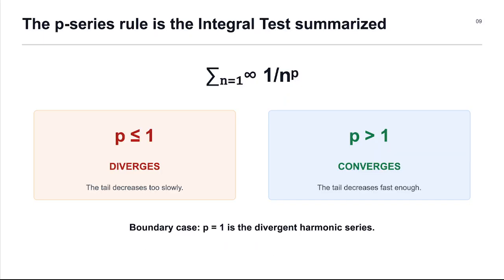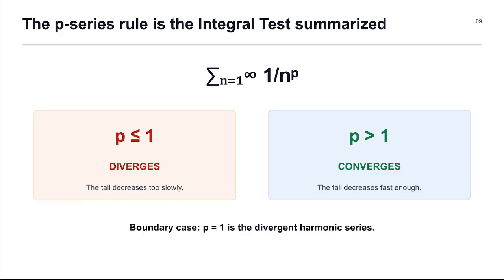The p-series rule. The previous examples lead us to the general p-series rule. A p-series has the form of the sum from n equals 1 to infinity of 1 over n to the power p. If p is greater than 1, the series converges. If p is less than or equal to 1, the series diverges. The boundary case is p equals 1, which produces the divergent harmonic series.